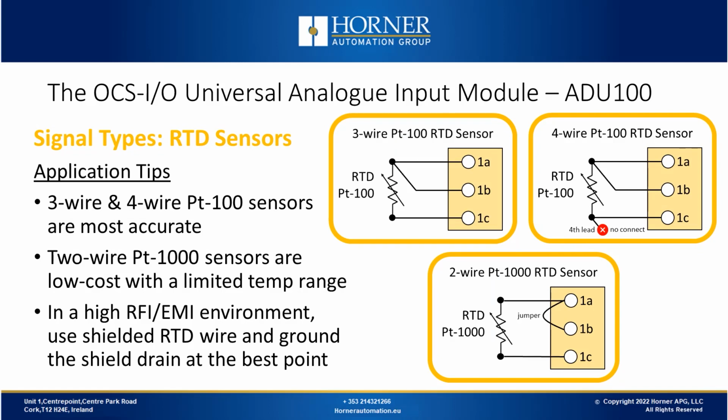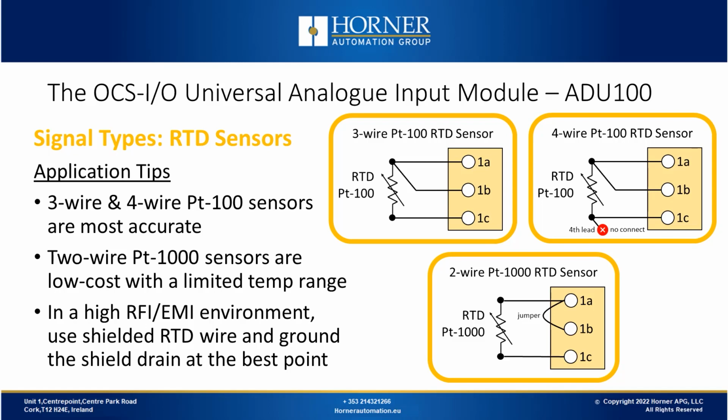3-wire and 4-wire RTDs are the most accurate and they're wired identically, except with the 4-wire RTD, you simply tie off the fourth lead. There are some high-end scientific measuring instruments that will take advantage of that fourth lead fully, but you don't find those very commonly in industry.